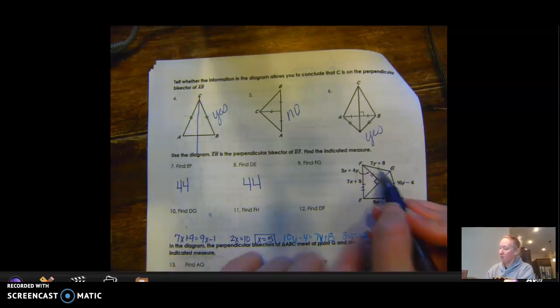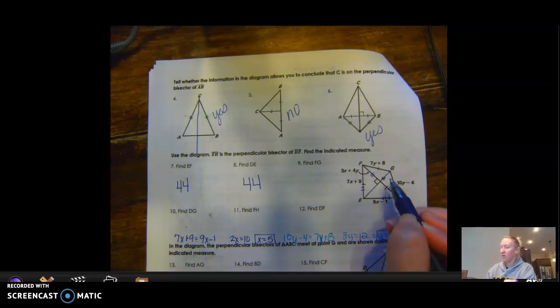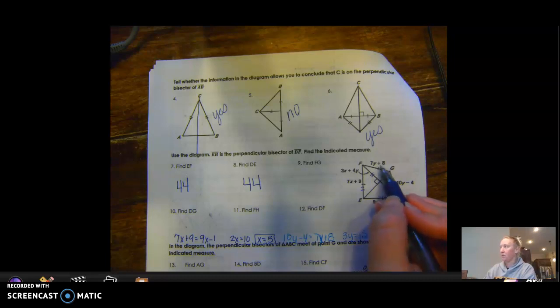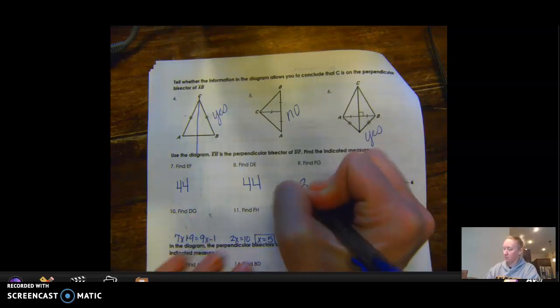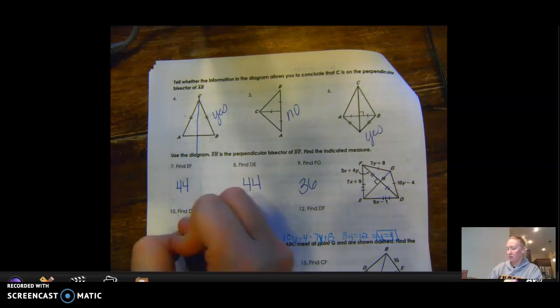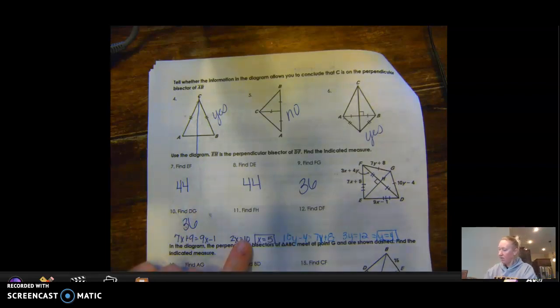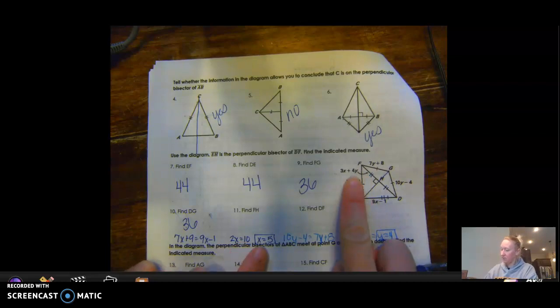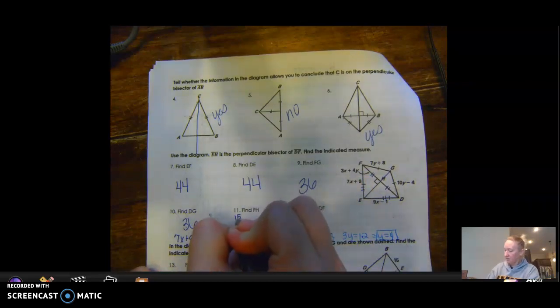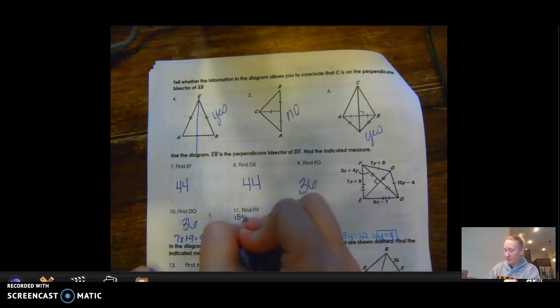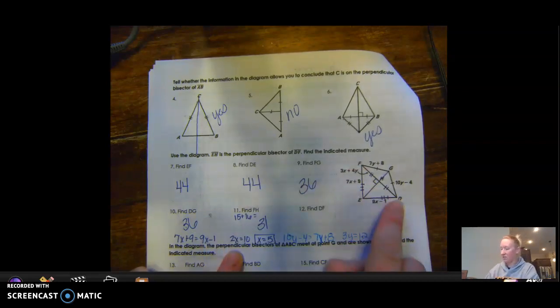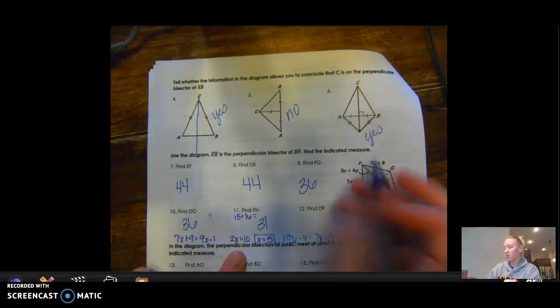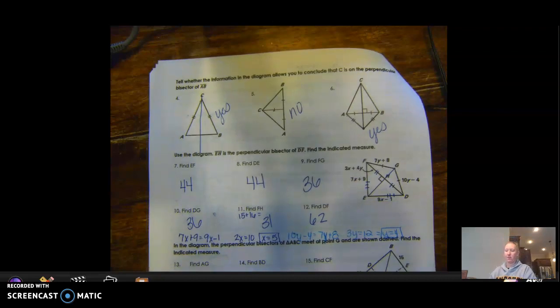FG, plug in my Y, so 7 times 4 is 28. 28 plus 8 is 36. DG would then be 36 also. FH, so we're going to plug in 3 times 5 is 15. I'm going to write this one down. Plus 4 times 4 is 16. If I add those, I get 31 for FH. That means HD is also 31. But they want me to find DF, which is 2 of those 31, so that'd be 62.